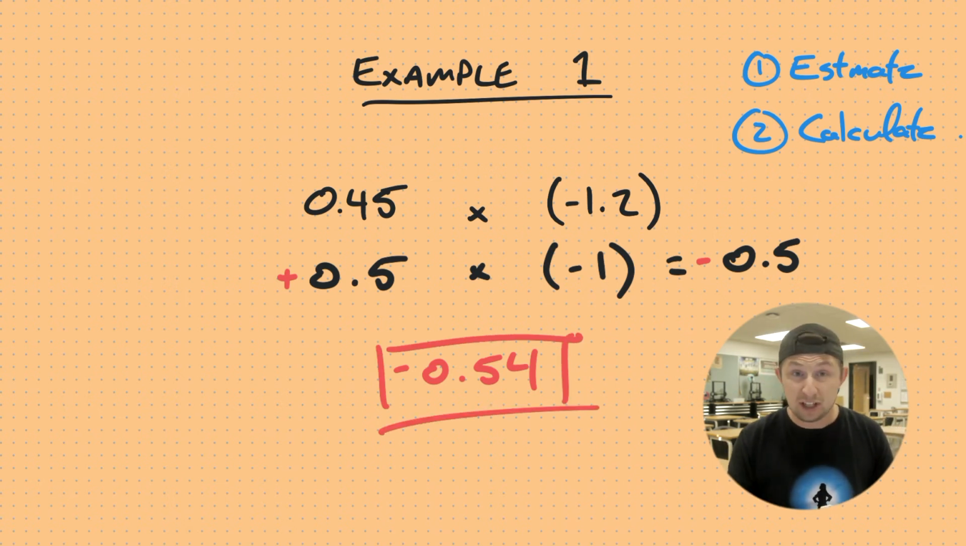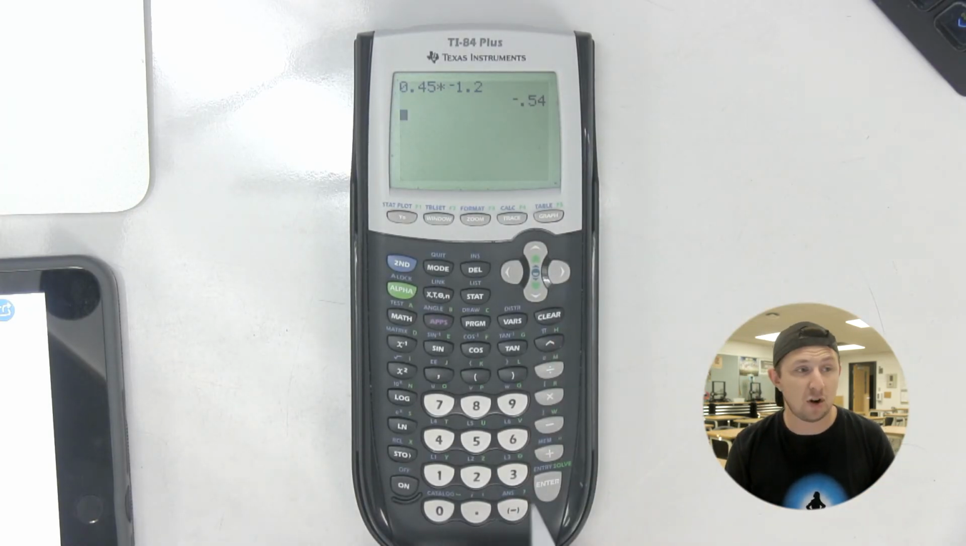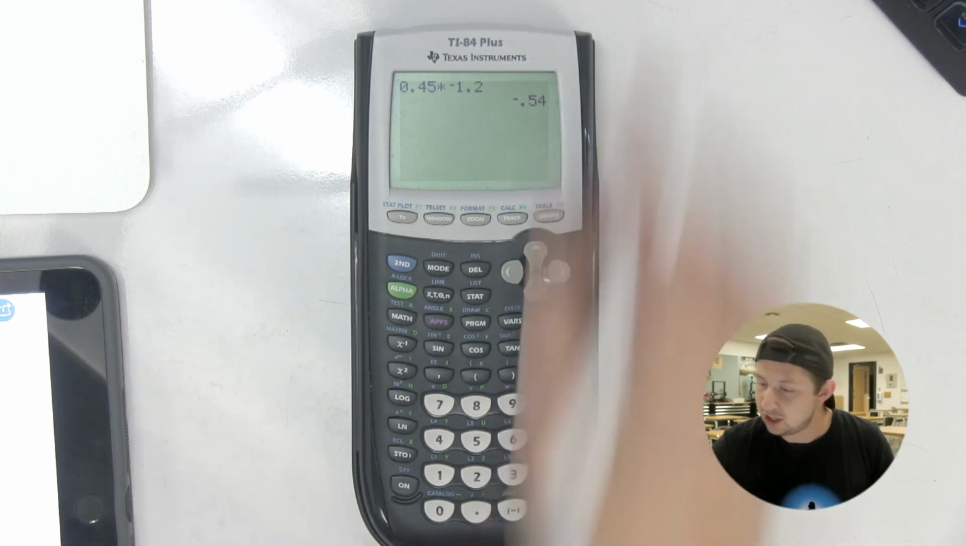So really simple, that's all we're going to do. We're just going to plug it into our calculator exactly as it says, making sure that we keep in mind that some of these numbers are negative and we use our negative button. All right, let's do another example here. Here's our second example.